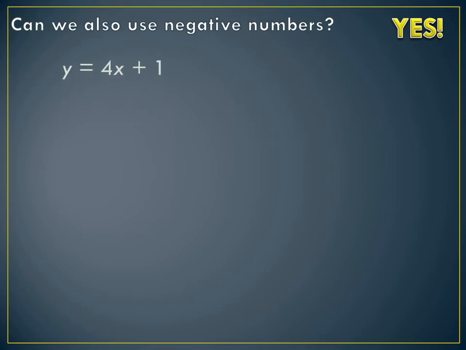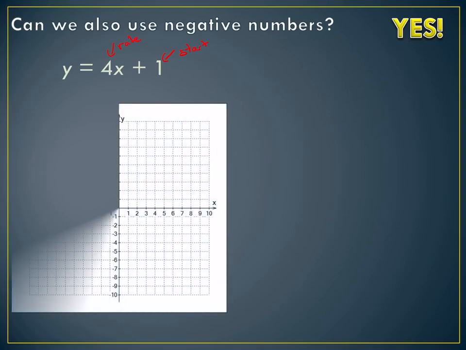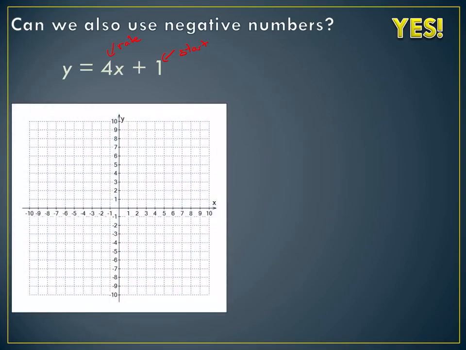So can we use negative numbers? Well, yeah, we can use negatives in the rate, but we can also use negatives as the x values. In this question, it's y equals 4x plus 1. Let me just write this on every time. I encourage you to write this every time. As soon as you get an equation like this, right beside the number by itself, that's the start value, and the number with the x, that's the rate.